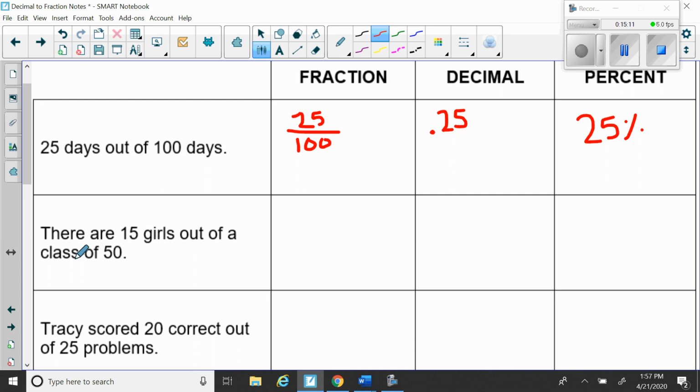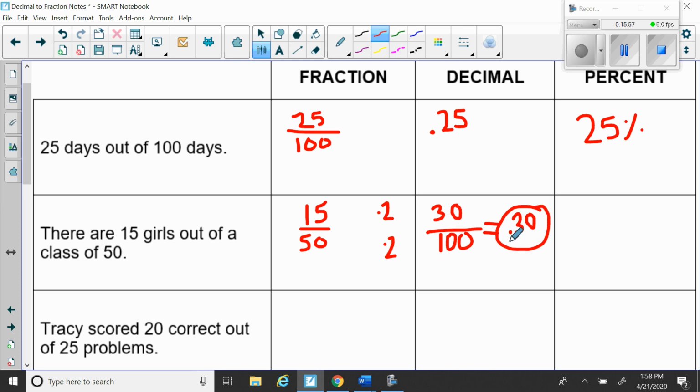All right, and then let's just do one more. So here we have 15 girls out of a class of 50. So 15 out of 50. Okay, now remember, in order to change a fraction to a decimal, we want to get it over 100, 1,000, or 10 if we can. Luckily here, we can change this to over 100. And what did we multiply 50 by to get to 100? 2, ding, ding, ding. So we would do 15 times 2 equals 30. So this would be 30 out of 100, which is 30 hundredths. So 0.30 would be your decimal.